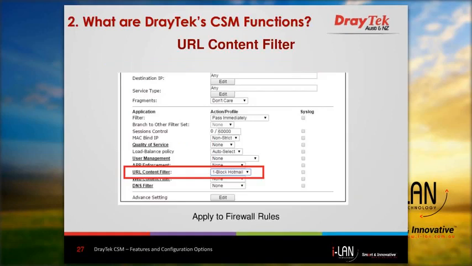And once the URL content filter has been defined, it is then applied to the firewall rules as shown here. So there's a URL content filter option. You just select that one. There are a number of application notes in our knowledge base that cover various examples of using the URL content filter. And I'll go through an example later on as well through the video.